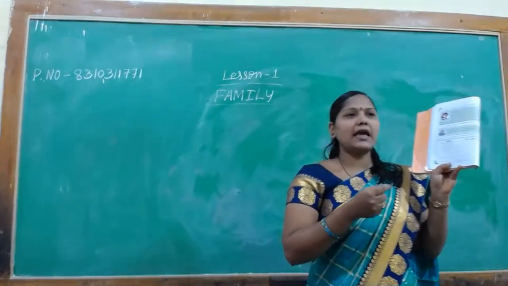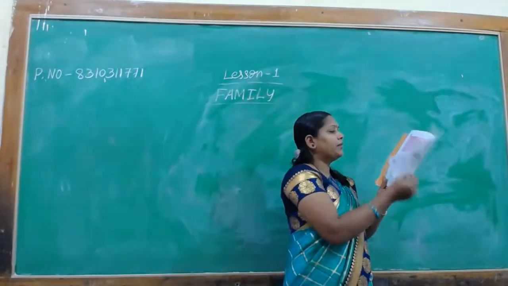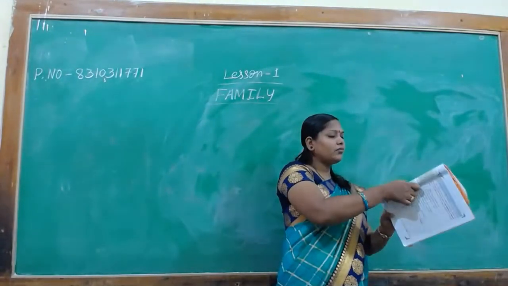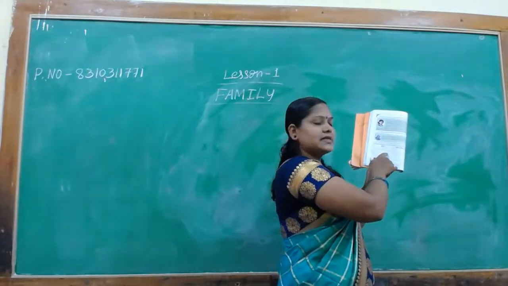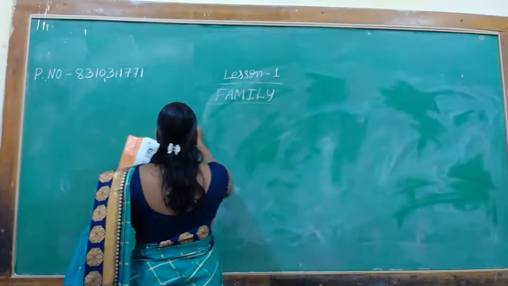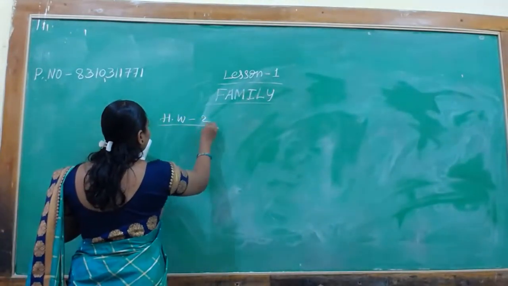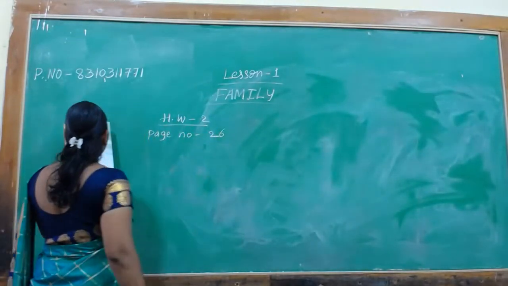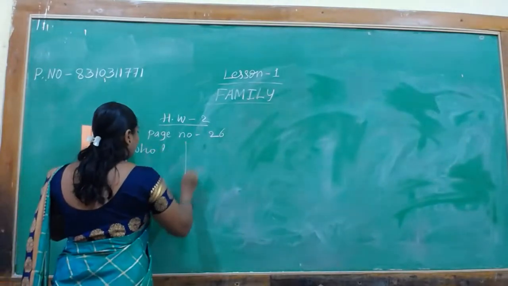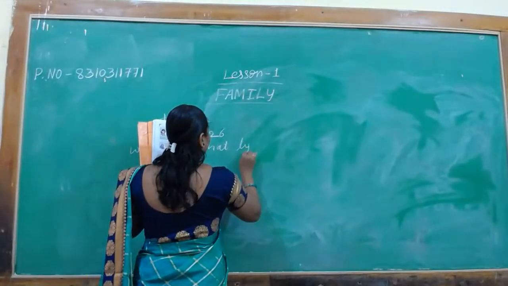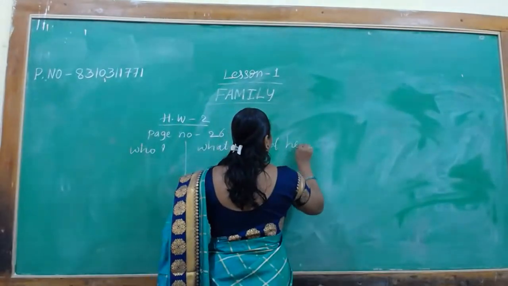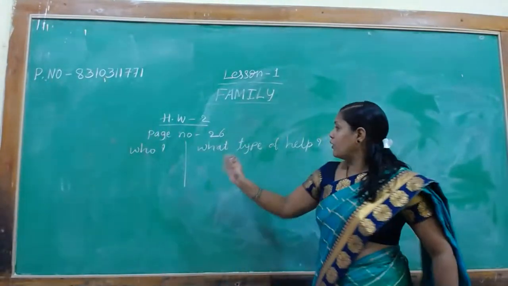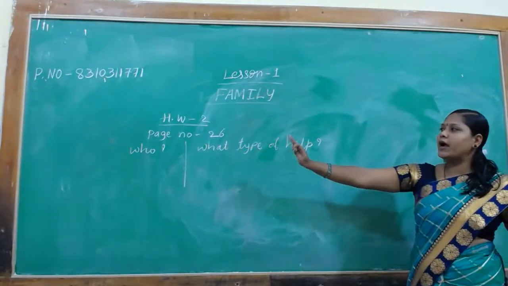Here, activity second. Yesterday I gave homework number 1, similarity and difference. Today, see, this is homework number 2, page number 26: who and what type of help. See, this homework number 1 yesterday I gave, similarity and difference. Now today homework number 2, page number 26, who and what type of help.